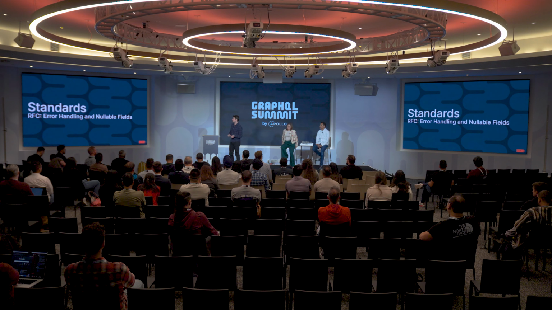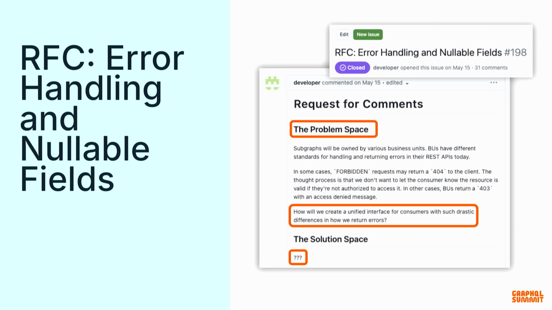Okay, so I want to walk us through a specific RFC that we had at Fidelity so that you can understand the mechanics of the process through the example, and also get into some of the technical discussion that we had within the RFC itself. So this is a real RFC that we had at Fidelity. The title is Error Handling in Nullable Fields, and I think the first thing that jumps out at you is it's pretty short. We're not asking for a dissertation here.